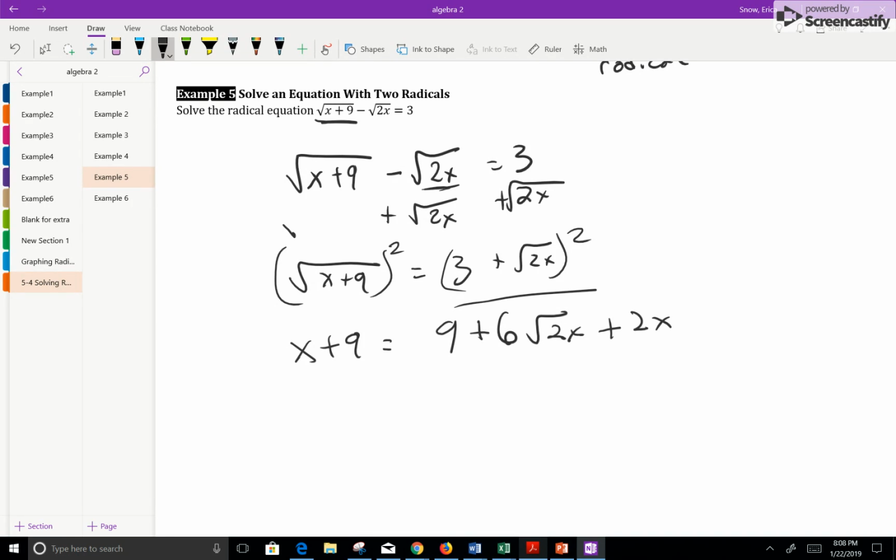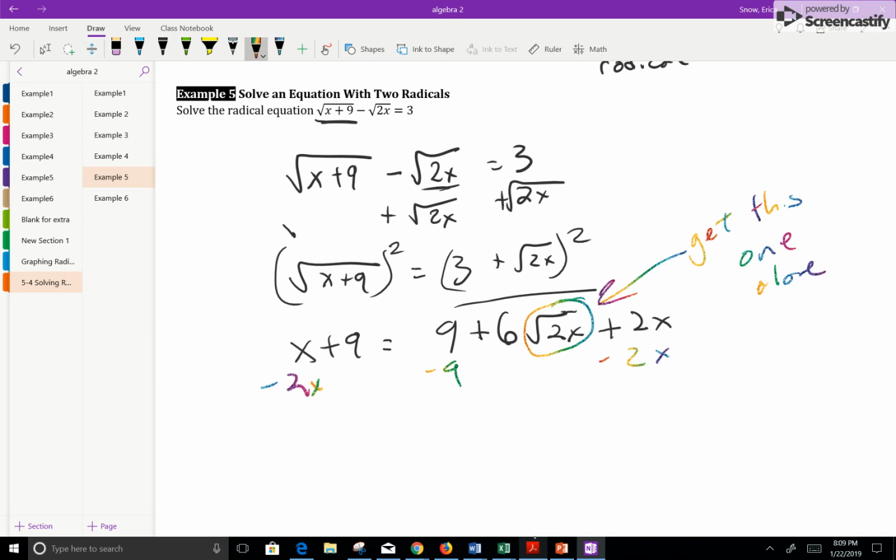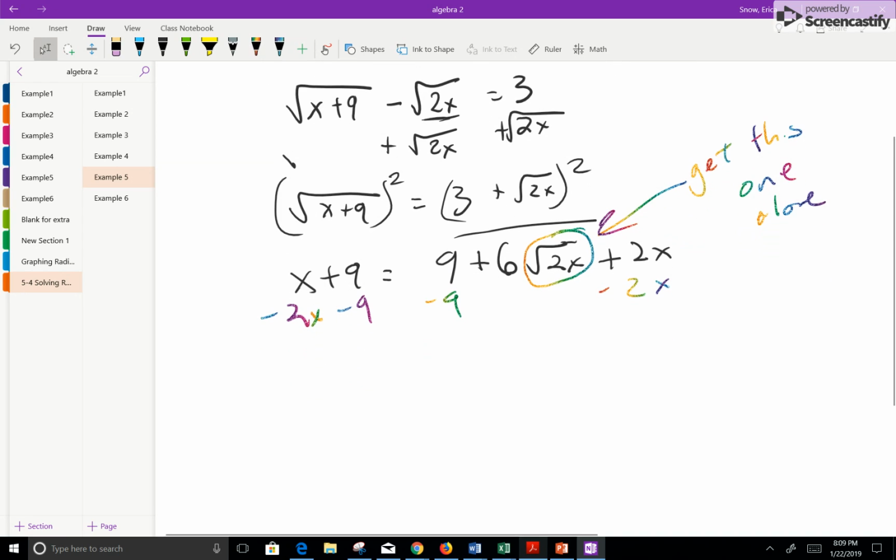So now here again, we have a radical. You know, it's kind of embedded in there. So you're probably thinking, oh crap, what do I do now? Well, we can solve quadratics and we don't have a quadratic. So we're going to make this a quadratic by getting this by itself. Get this one alone. So we're going to subtract 2x from both sides. And we're going to subtract 9 from both sides. So now, oh goodness sakes, this gets really easy because now we just have negative x, because those cancel out everywhere, equals 6 square root of 2x.